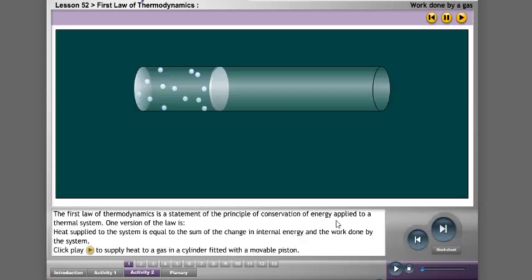The first law of thermodynamics is a statement of the principle of conservation of energy applied to a thermal system. One version of the law is heat supplied to the system is equal to the sum of the change in internal energy and the work done by the system. Click the play button to supply heat to a gas in a cylinder fitted with a movable piston.